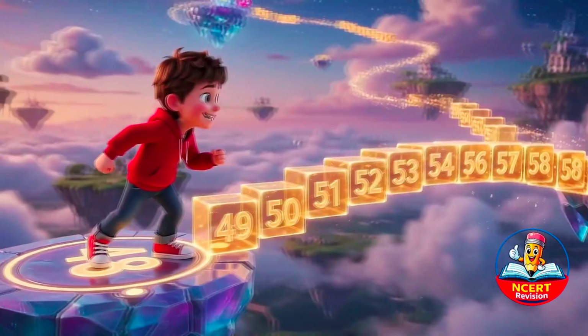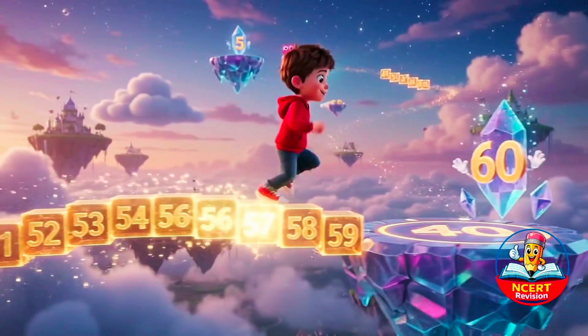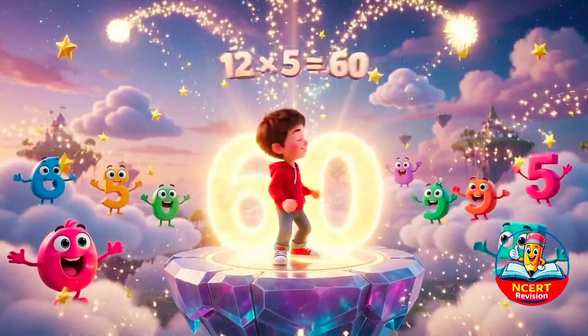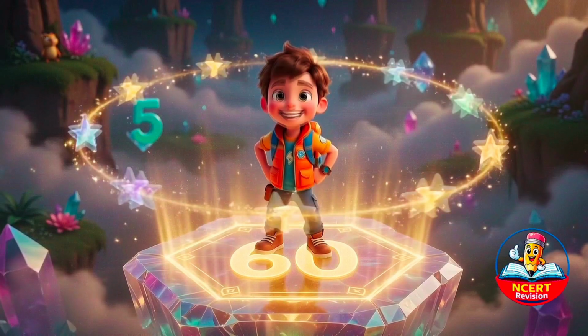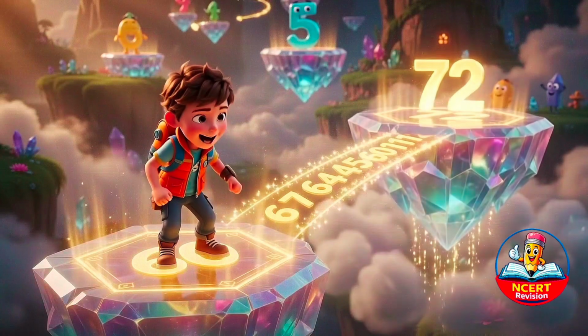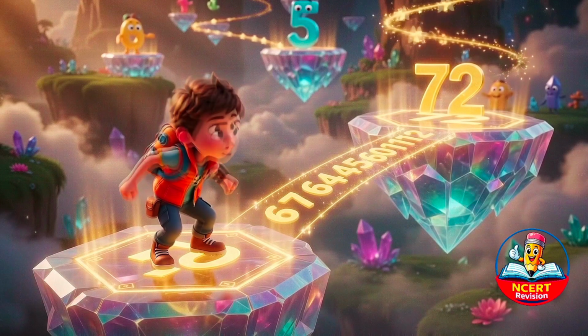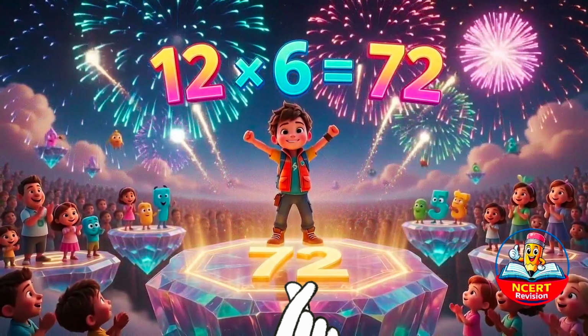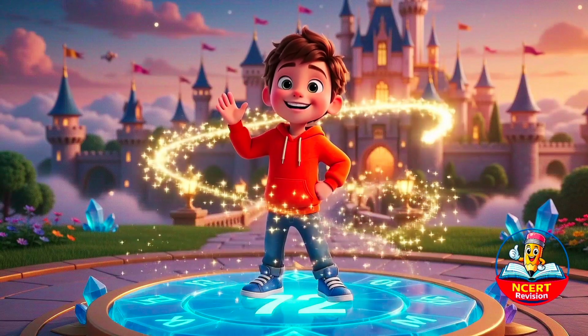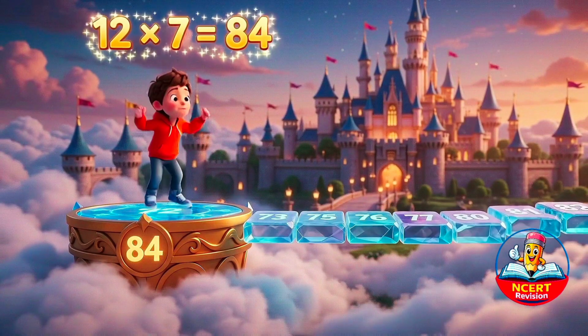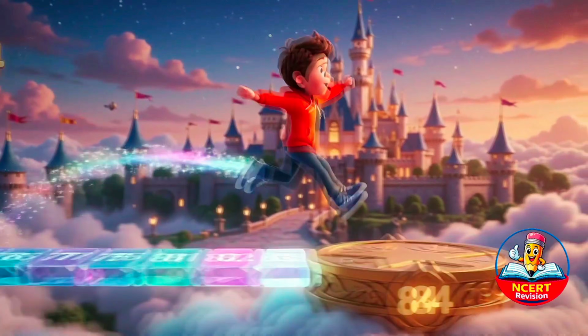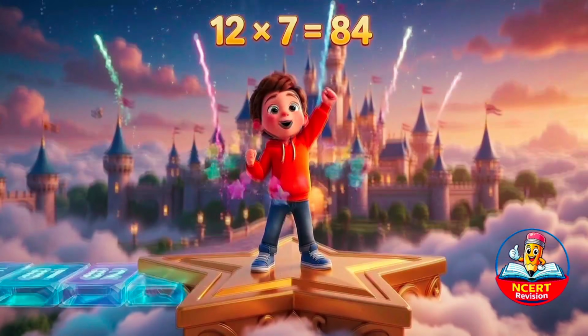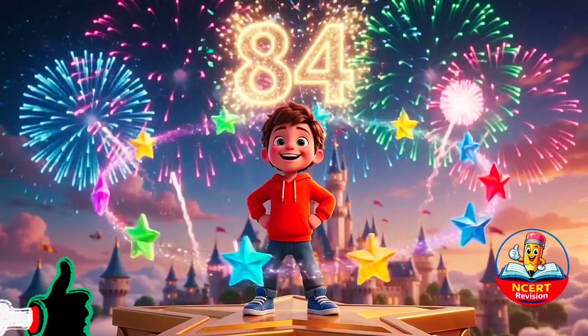We reached 60. 12 times 5 equals 60. We're on 60. Jump ahead by 12. We reached 72. 12 times 6 equals 72. We're on 72. Jump ahead by 12. We reached 84. 12 times 7 equals 84.